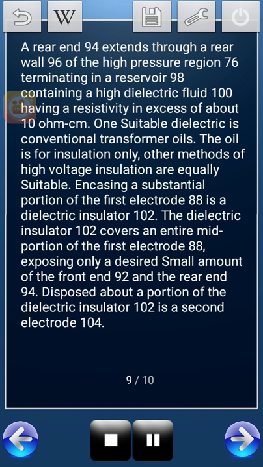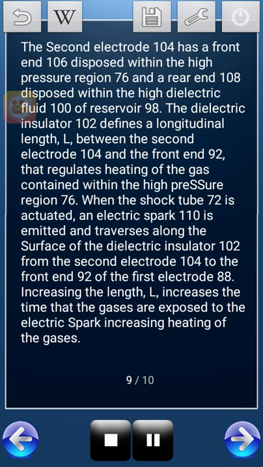Encasing a substantial portion of the first electrode 88 is a dielectric insulator 102. The dielectric insulator 102 covers an entire mid-portion of the first electrode 88, exposing only a desired small amount of the front end 92 and the rear end 94. Disposed about a portion of the dielectric insulator 102 is a second electrode 104. The second electrode 104 has a front end 106 disposed within the high pressure region 76 and a rear end 108 disposed within the high dielectric fluid 100 of reservoir 98. The dielectric insulator 102 defines a longitudinal length L between the second electrode 104 and the front end 92 that regulates heating of the gas contained within the high pressure region 76.